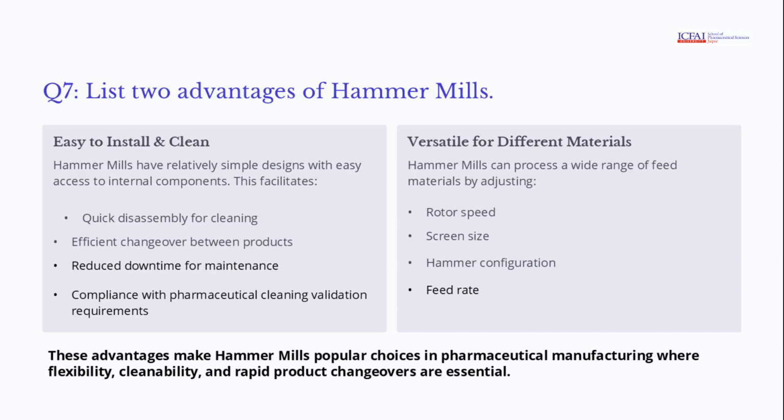Hammer mills offer advantages such as easy installation and cleaning, and versatility for processing different materials. Their simple design facilitates quick disassembly for cleaning, reduced downtime, and compliance with validation requirements.